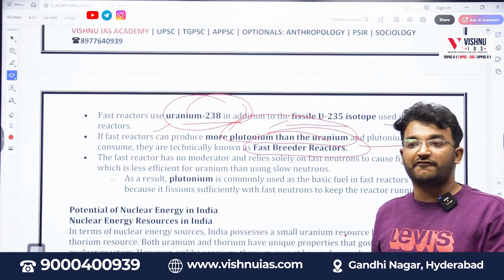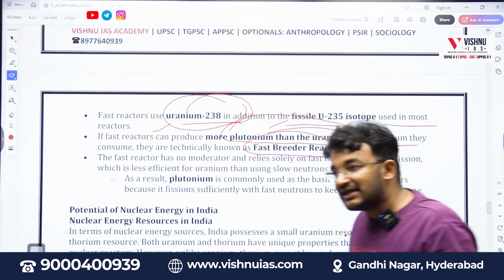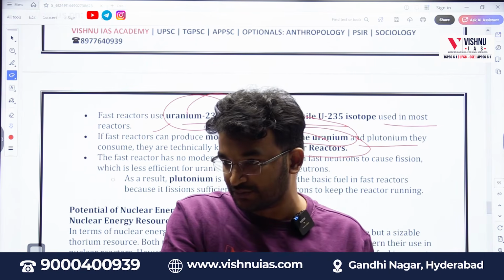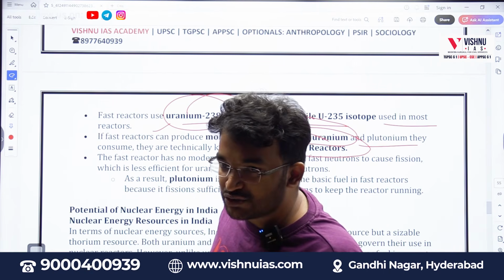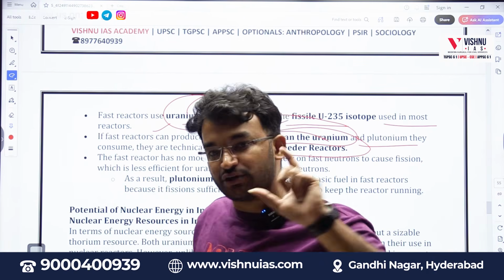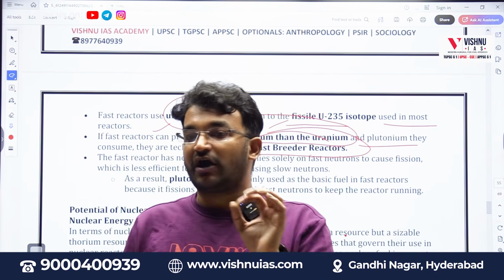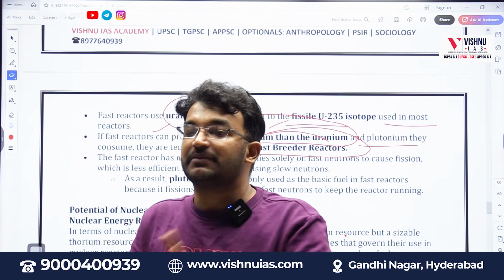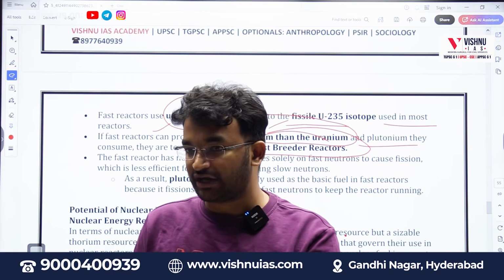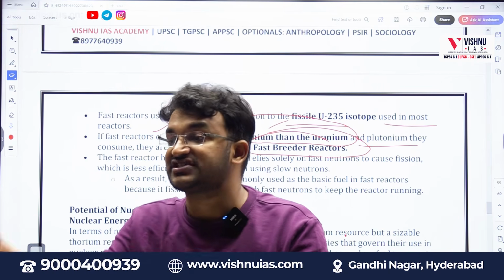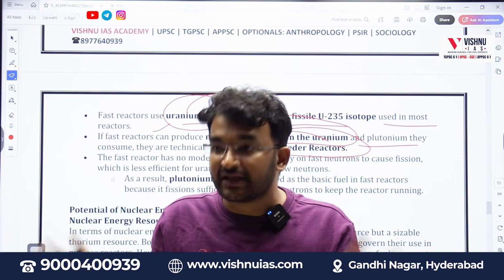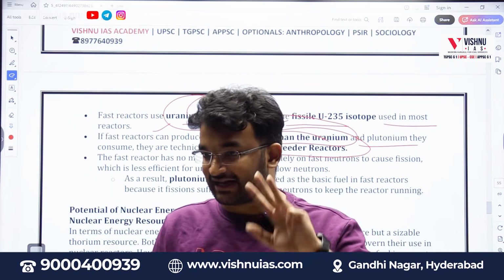Basically, the quantity of plutonium which we are producing is more than the quantity of uranium and plutonium which has been consumed. When we look at the 3-stage nuclear power plan of India, we will discuss this example, then you can understand this properly. Until then, what is this fast breeder reactor? Output will be more than input. Say if we are giving 5 units of plutonium and uranium, we are getting in return 10 units of plutonium. If we are getting more units than what we are consuming, that is called a fast breeder reactor.